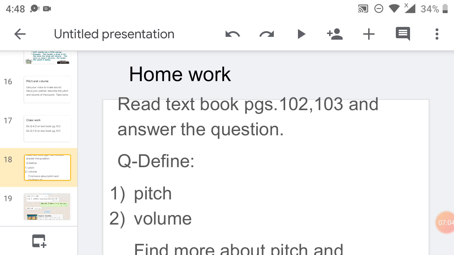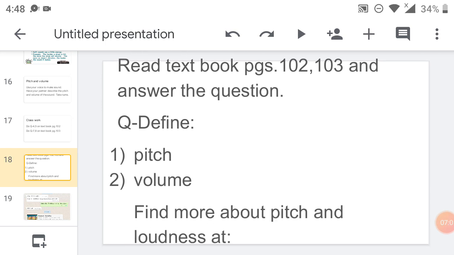Now let me read the question for you. What is the question? Define pitch and volume. You have to define pitch and volume. Let me tell you once again what is pitch. Pitch means how high or low a sound is. Next one, volume. Volume means how loud or soft a sound is. Hope you can do your homework easily now.